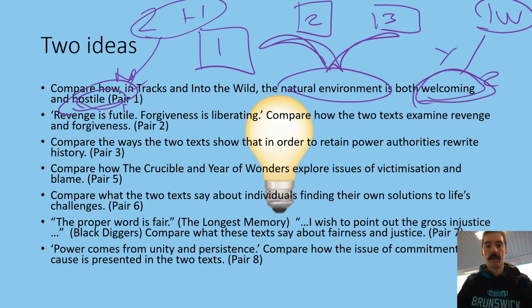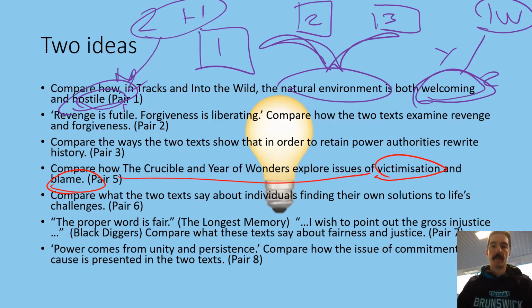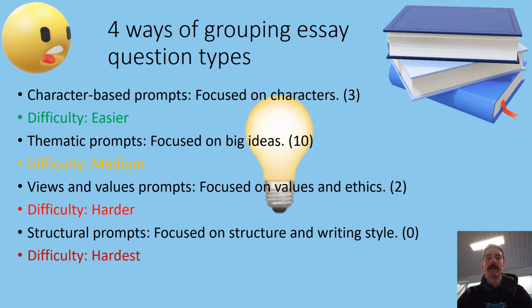Compare how The Crucible and Year of Wonders explore issues of victimization and blame. You could conflate these or compound them into one, but I would encourage you, if there are 2 ideas, or if they've given 2 words for a similar concept, keep them separate and approach them as 2 separate ideas. Now, looking in a more granular way at the types of questions, we've got these 4 categories.